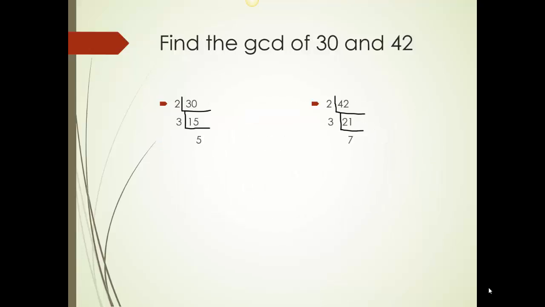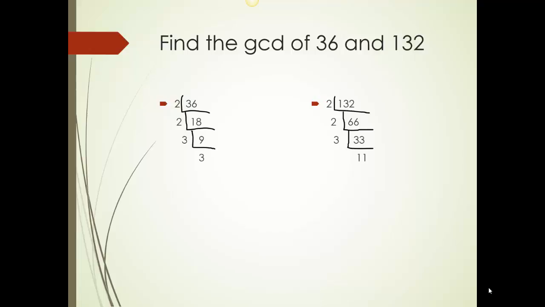So let's take a look at what that looks like. Say I had 30 and 42. You can see here I have prime factored these numbers. For 30, I broke it into 2 times 3 times 5. And 42 is 2 times 3 times 7. So what I see here is both of the numbers have a factor of 2. Both of the numbers have a factor of 3. So I only use the things they have in common, which are 2 and 3. So the GCD of 30 and 42 is 6.